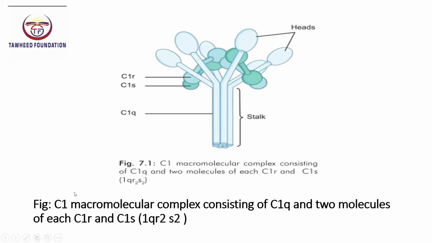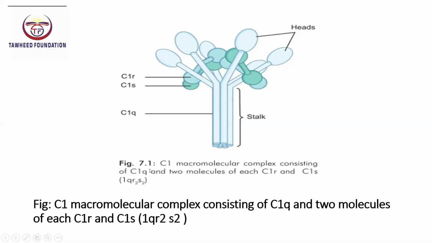Diagrammatic representation. In this figure, you will see the C1 macromolecular complex consisting of C1q and two molecules each of C1r and C1s, which is called C1qr2s2. So what is the C1 complex?